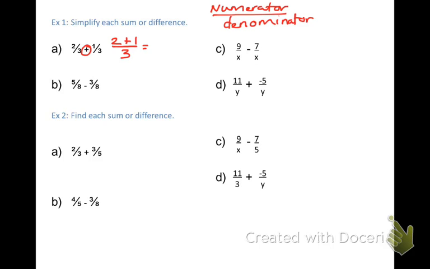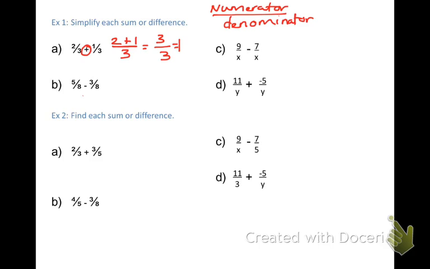This is only happening with adding and subtracting. Please don't do this with any others. So 2 plus 1 is 3, and you leave the denominator the same. And then you ask yourself, 3 divided by 3, if you can, and it's a whole number, and that would be 1.